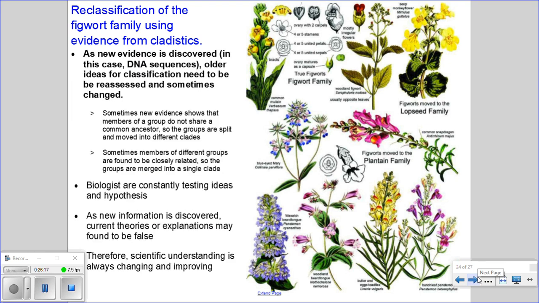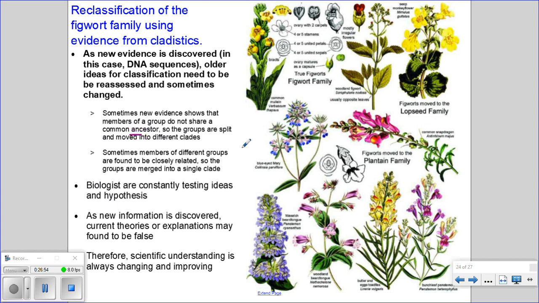Now, as new evidence is discovered, in this case DNA sequences, older ideas for classification needed to be reassessed and sometimes changed, and this is always an ongoing thing as technology gets better and we're now better able to study a wider array of DNA sequences from different organisms, new evidence emerges. So sometimes that new evidence shows that members of a group do not share a common ancestor, so the groups are split and moved into different clades. Sometimes members of different groups are found to be closely related, so the groups are merged into a single clade.